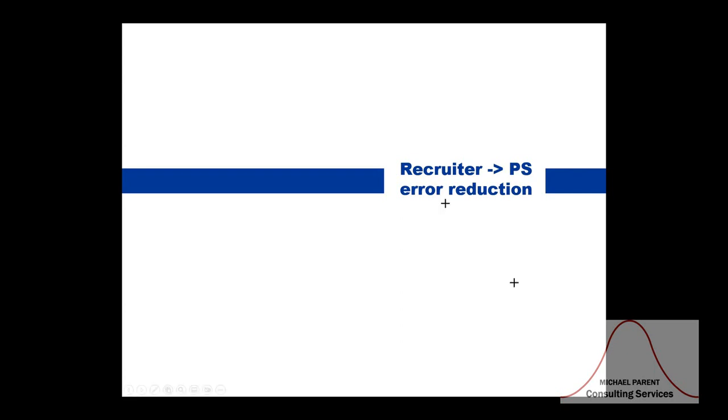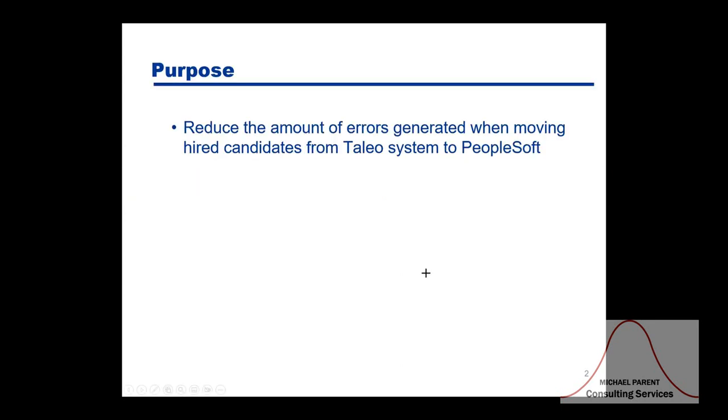As they were doing this, they were getting errors, and this error means that somebody had to sit on the other side of the migration between the Taleo system and PeopleSoft, check these errors, and then either fix them manually or send them back to the recruiter to fix them in Taleo and then send them over again. So you can see it's totally non-value added work. All we're doing is creating all these errors, and you'll see just how pervasive this issue is.